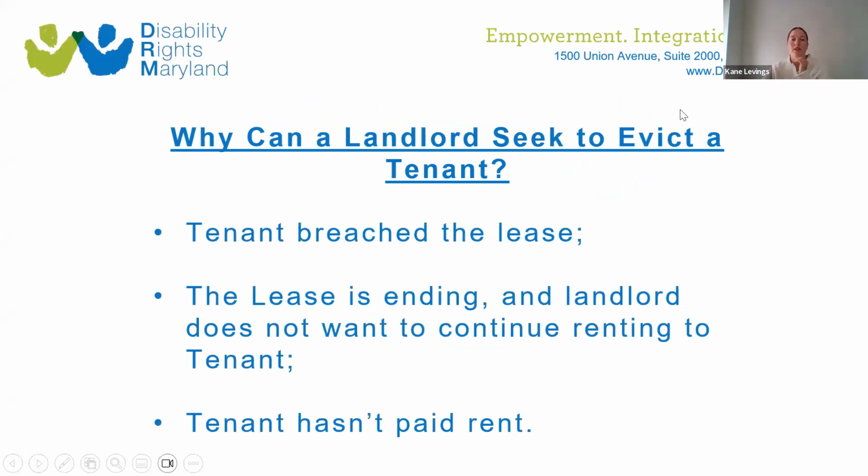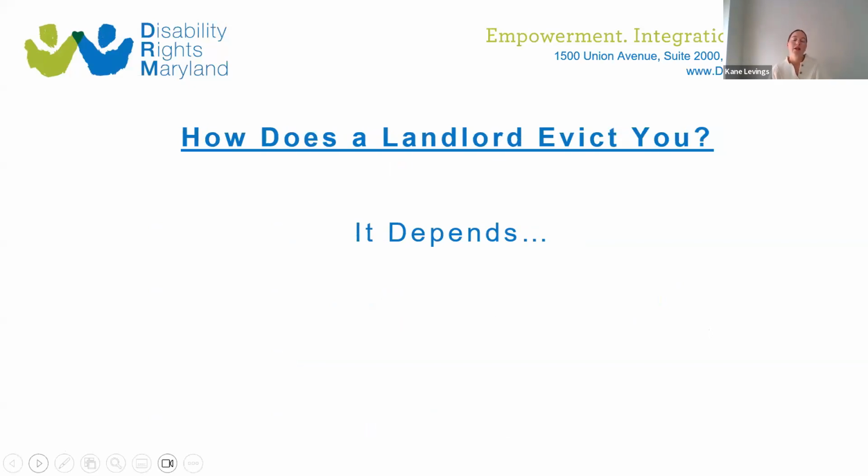Okay, so here is a list of the 3 most common types of eviction. If the tenant allegedly breached the lease; if the lease is ending and the landlord has decided not to continue renting to the tenant, this is called a tenant holding over case; and then if the tenant hasn't paid rent, it's called a non-payment of rent or failure to pay rent case. Depending on the type of eviction, there are different rules that a landlord has to follow. There are different defenses to different cases.